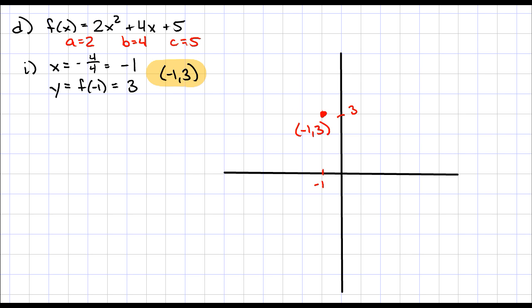Okay. So now let's find the y-intercept. I set x equal to 0. So y equals f of 0, which gives me 5. So my y-intercept is at 5.